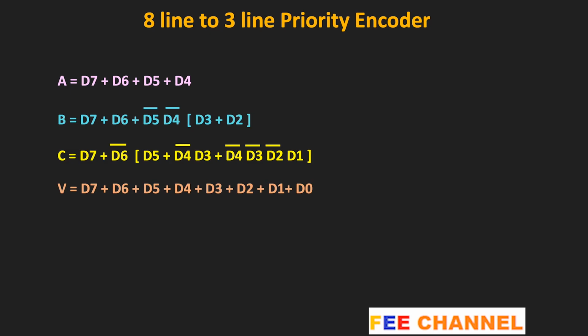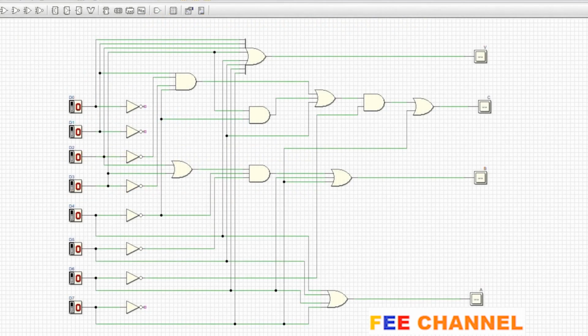And at the same time, suppose this D7 is also high, then we will get the output corresponding to D7, because this D7 has the higher priority compared to the D5. So as you can see, in this case, our corresponding output is equal to 1, 1, 1. So in this way, this circuit will work as the 8 to 3 priority encoder.